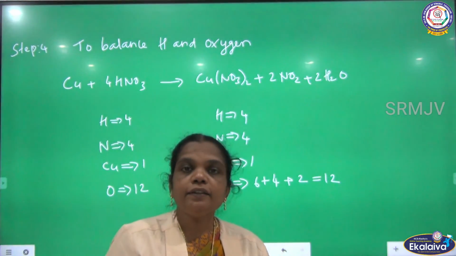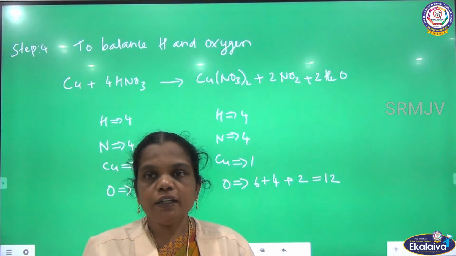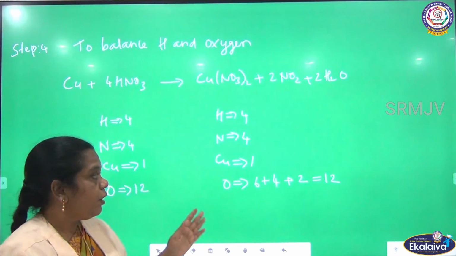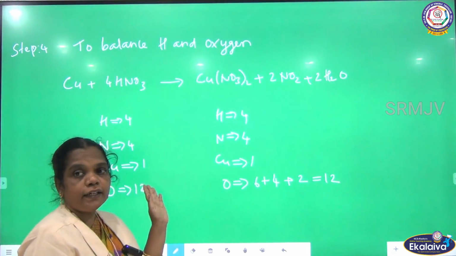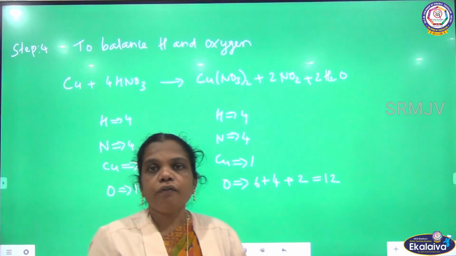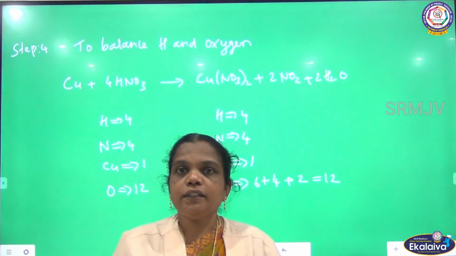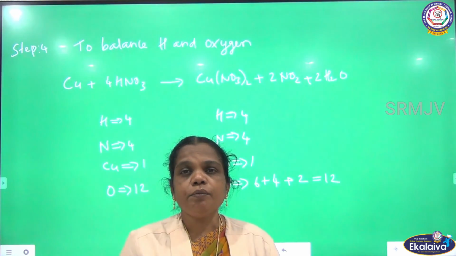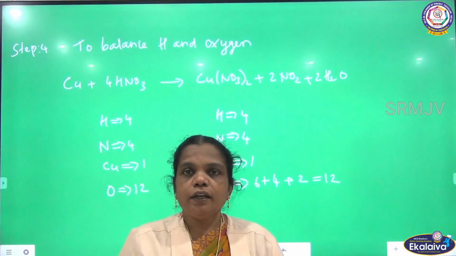So you can balance the chemical equation based on oxidation number. Now you can check afterwards that the number of atoms on the reactant side is equal to the number of atoms on the product side. By this way you can balance the equation based on oxidation number.